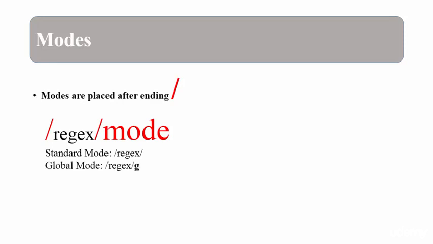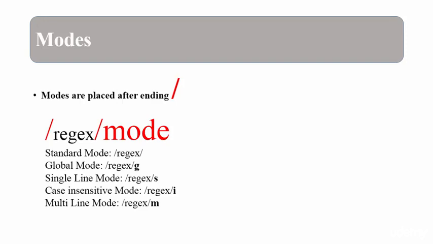Then we have global mode, in which we put G at the end of our regular expression. Then we have single line mode, in which we put S. Then we have case insensitive mode, in which we put I. Then we have multi-line mode, in which we put M, and many more. Now I cannot tell you the difference of all of these modes right now at this moment, because we will use them throughout this course.